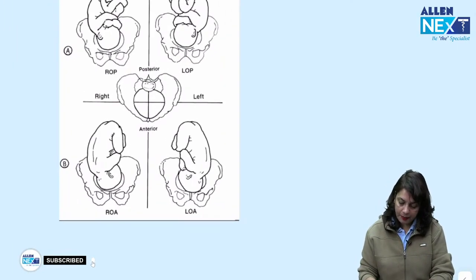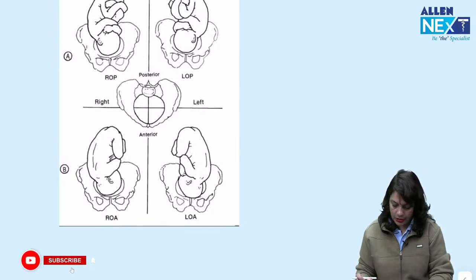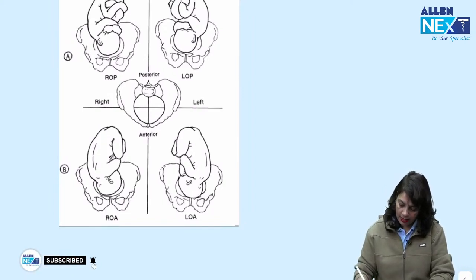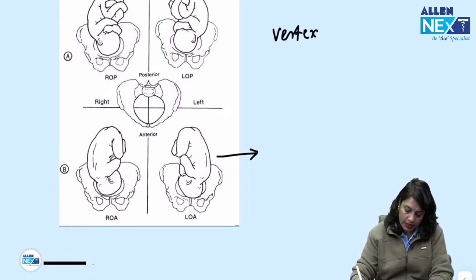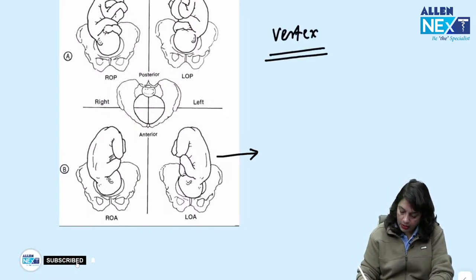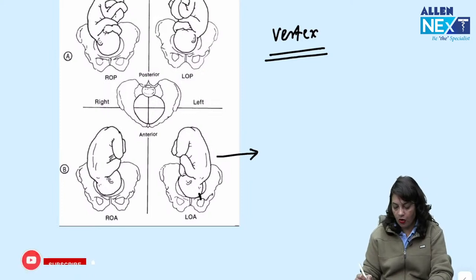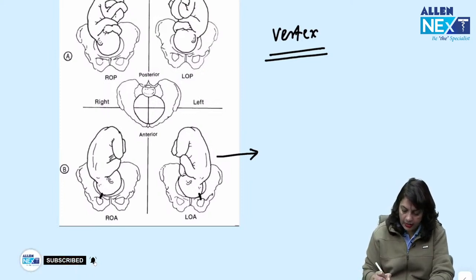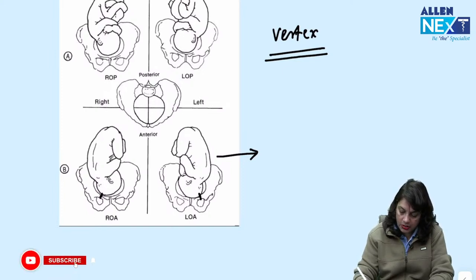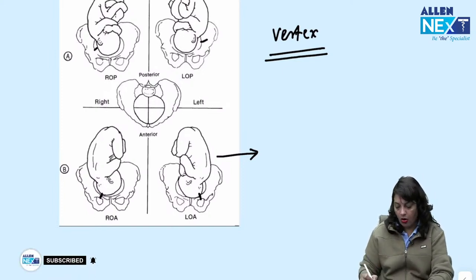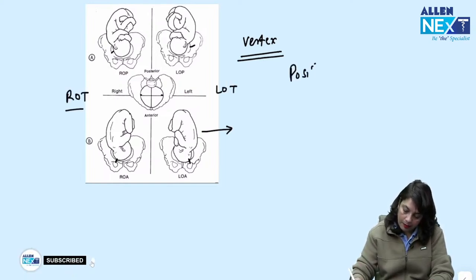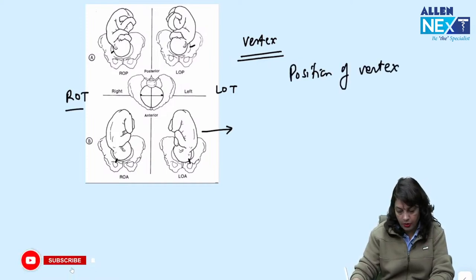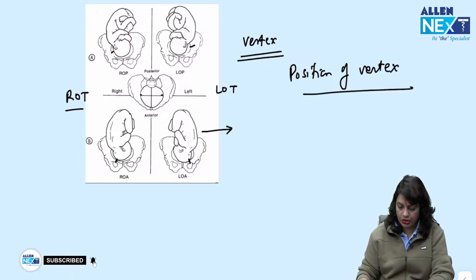Next, you can get a presentation like this, and they can give you an image like this and ask you what the position of the vertex is. You can see the occiput on the left side, so this is left occipito anterior; this is occiput right side, right occipito anterior; this is occiput posterior, left occipito posterior and right occipito posterior. And if it is in the transverse diameter, then it is called LOT or ROT. These are the positions of the vertex. So they can ask you an image-based question like this.